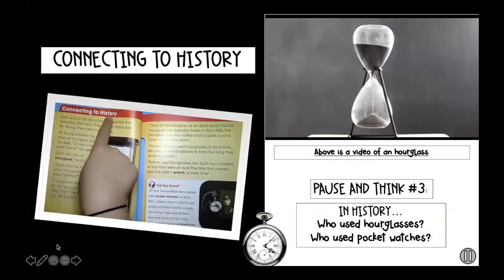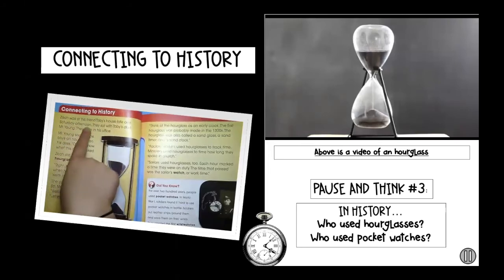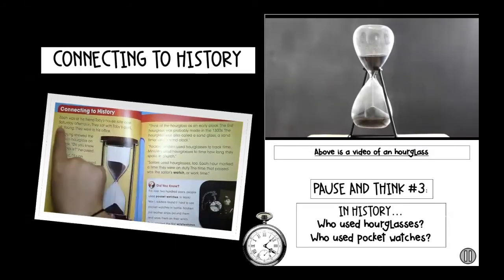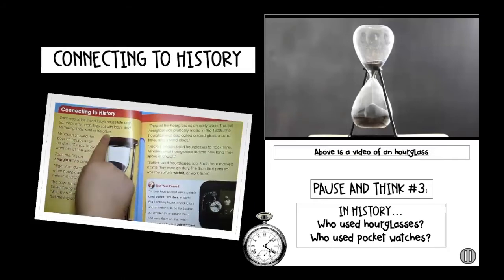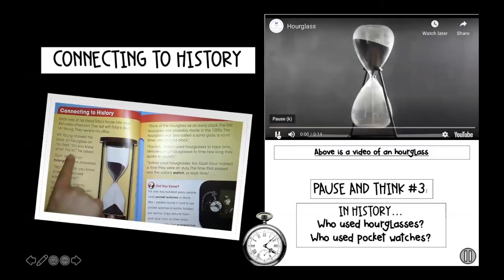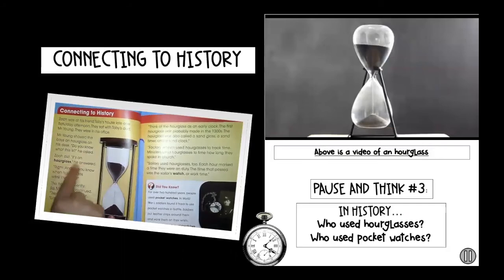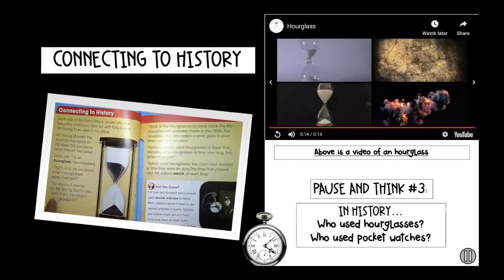Connecting to history. Zach was at his friend Toby's house late one Saturday afternoon. They sat with Toby's dad, Mr. Young. They were in his office. Mr. Young showed the boys an hourglass on his desk. "Do you know what this is?" he asked. Zach did. "It's an hourglass," he answered. "Right. And do you know when hourglasses were invented?" The boys sat silently. So Mr. Young continued. "Well then," he began, "let me explain.